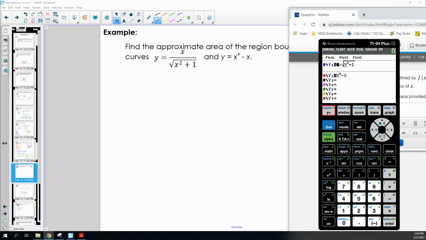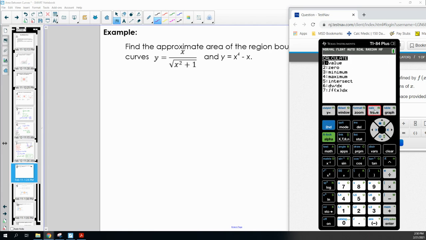So the blue function is the first one, and the red one is the second one. I can see that the top function is the blue function, which is the first one. And the bottom function is the red function, which is my second function. In order to figure out where they are intersecting, I can see that they intersect at 0, but let's use the calculator to help us.